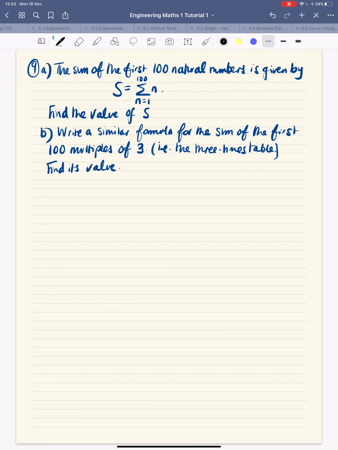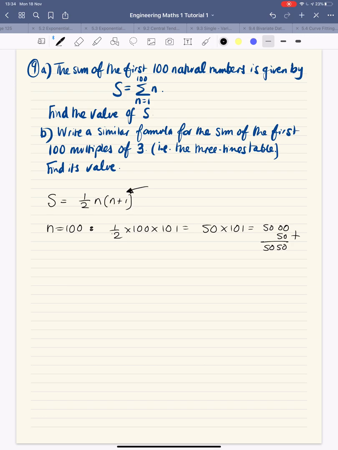Number 9. The sum of the first 100 natural numbers is given by that. Find the value of S. Now we do a lot more of these in the second semester because I'm going to do all the sequences and series. But I can tell you now, the sum of natural numbers is 1/2 n(n plus 1). So if you want the first 100 numbers, n is 100. We get 1/2 times 100 times 101, which is 50 times 101, which is 50 times 100 plus 50 times 1, 5050. So if you add all the numbers up from 1 to 100, you'll get 5050. You just put it into that formula. 1 to 1000, you just put n is 1000, whatever you want.